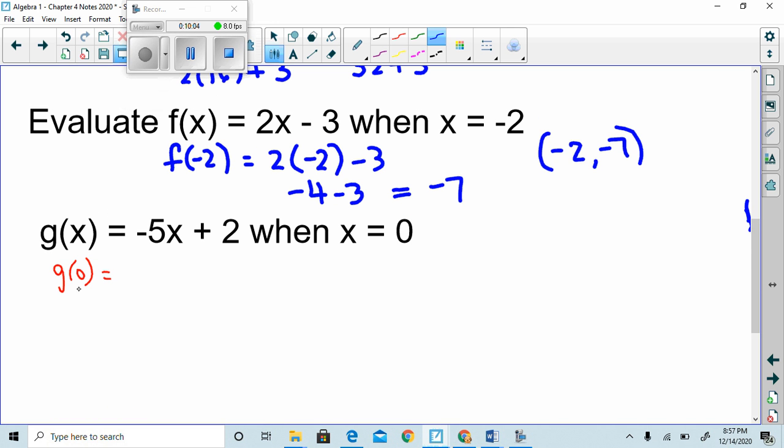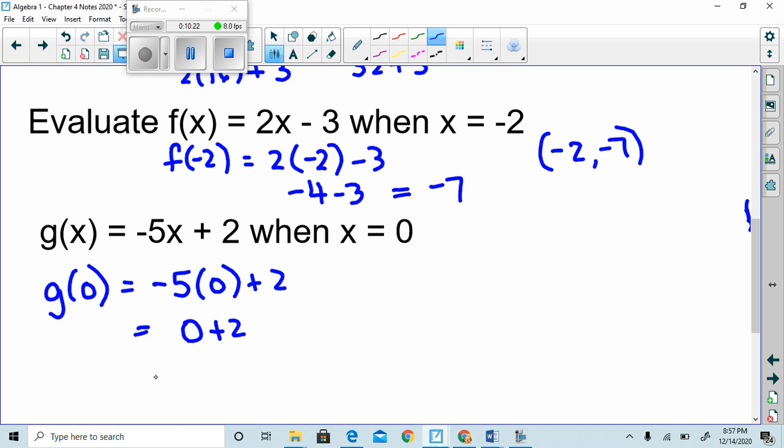One last one here. Let's evaluate at x is equal to 0. And sometimes they'll use g of x as well. So here we have negative 5 times 0 plus 2. So when we input 0, our output is 2. We have 0, 2.